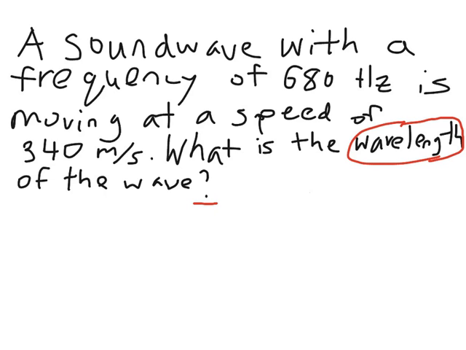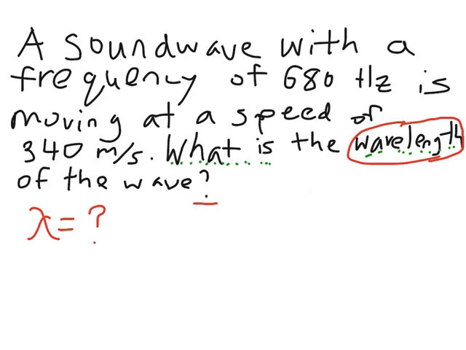One hint is that when you see something like "what is," what comes right after is what we're trying to find. So I will circle wavelength. That is what we're trying to find. Because we do not know what it is, I will write lambda, which stands for wavelength, equals question mark. We don't know it yet.